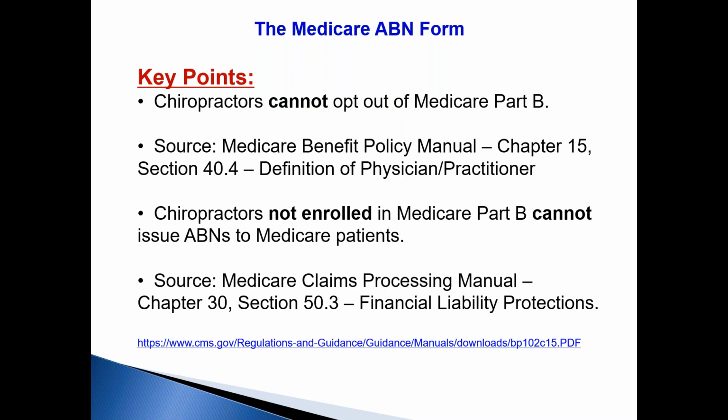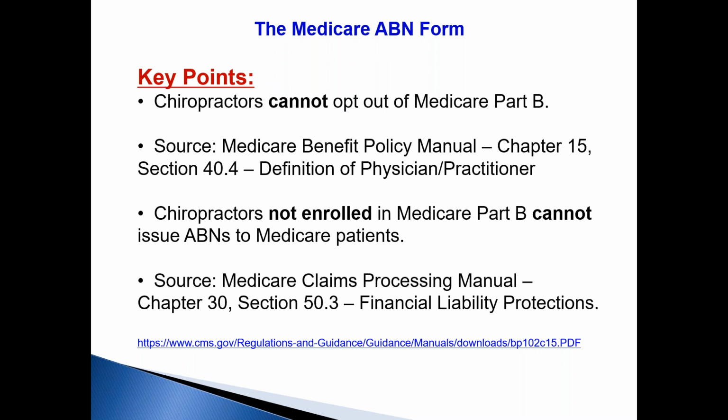So here, if you heard that and go, what? I never heard that before. I don't understand. Go to the Medicare Benefit Policy Manual, Chapter 15, and you'll see chiropractors cannot opt out of Medicare Part B. Actually, we get this question all the time. Dr. Kotler, I'm not in Medicare. I just have the patient sign the ABN form. Two strikes against you right there.